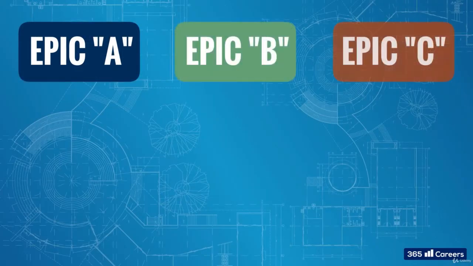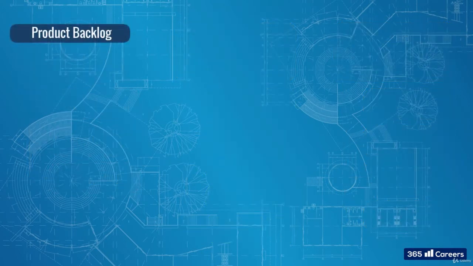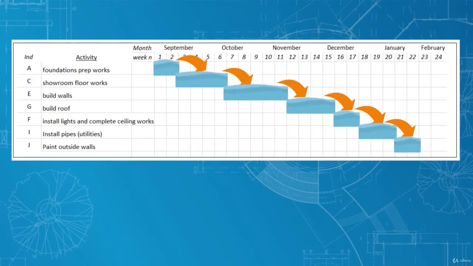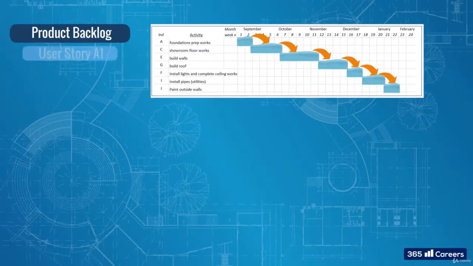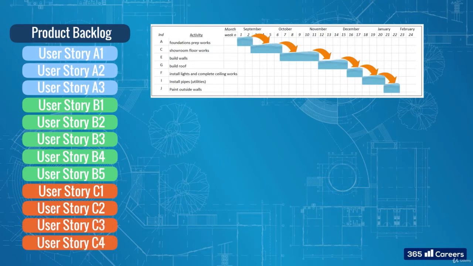Welcome back. After the product requirements have been gathered in user stories and epics, it's time to structure the product backlog. Similar to the way we created an activity list from the work breakdown structure in the case of a traditional or waterfall project, the user stories from the different epics are also listed together to form the product backlog.